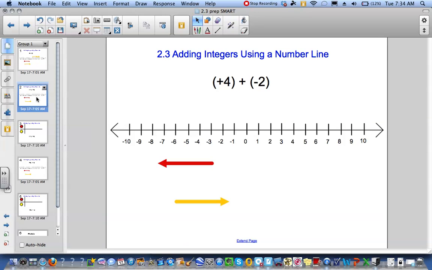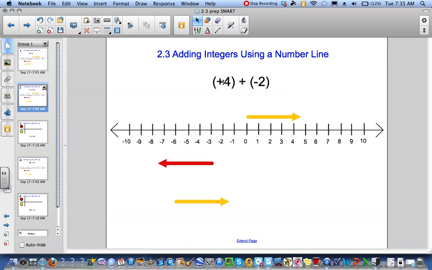But now we're going to try something a little different. Instead of 4 plus 2, we're going to do positive 4 plus negative 2. We are, however, going to do the same process that we just did. We are going to use the same colors, red for negative, yellow for positive, and we're going to pick apart our equation. Positive 4 plus negative 2, I need to make positive 4 starting at 0. We always start at 0 because technically before you start with this integer, you have nothing.